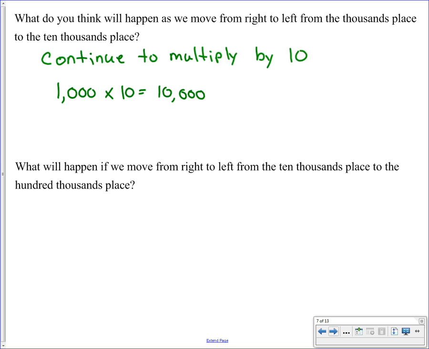All right, so to answer our second question down here, again, if we move from right to left from the 10,000s place to the 100,000s place, we'll continue to multiply by 10. And I'll just give you the example here. 10,000 times 10 equals 100,000.